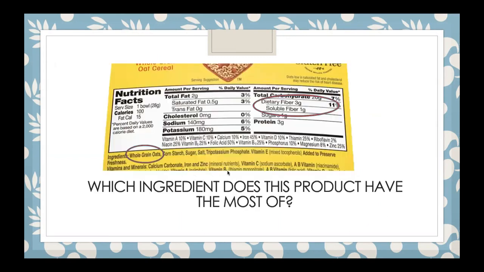There is another example for whole grain. Which ingredient does this product have the most of? Whole grain, because it's the first ingredient listed. To ensure that you are purchasing whole grain, look for the word whole before the name of the grain, whether it is whole wheat or whole grain, and the whole grain should be listed as the first ingredient. And if you are not sure whether a bread is whole grain or not, you can also look for the fiber content here.